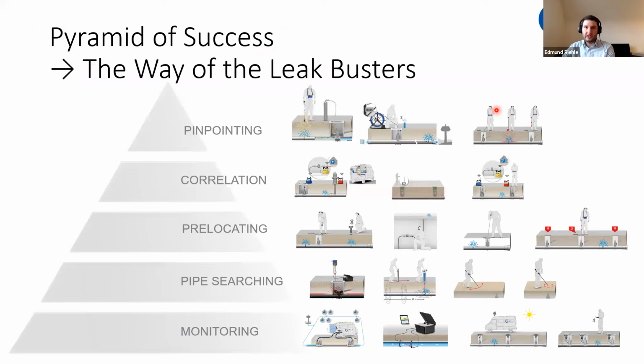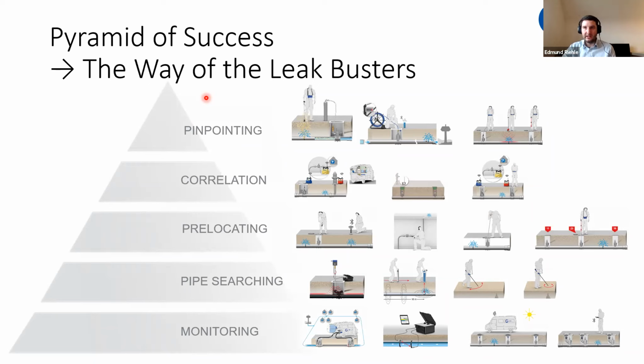Okay, I always show this small pyramid. We call it the pyramid of success, the way of the leak busters. And this shows again our whole portfolio, which is in the end a really holistic approach for leak detection. In the end, you always have the pinpointing as the real goal. So you only want to know exactly where the leak is, and all steps below are the way to achieve this pinpointing of the leak.